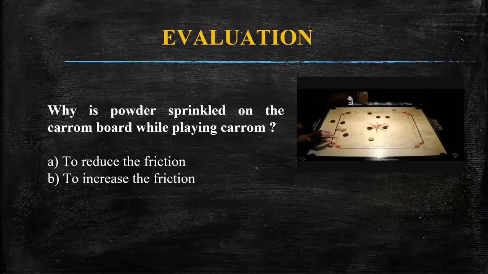The options are to reduce the friction or to increase the friction. Very good, students. You all must have seen this whenever you play the carom board game. When we hit the striker on the surface of the board, because of the frictional force, it does not move smoothly. And when we sprinkle some powder on the board, it moves very smoothly. Why does it happen? It happens because after sprinkling the powder, the force of friction becomes less.